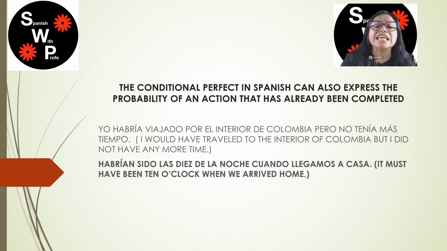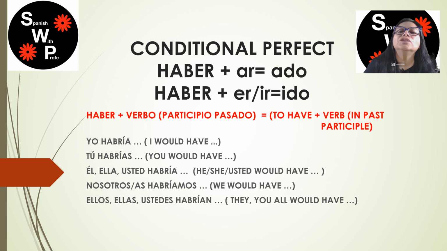Habrían sido las 10 de la noche cuando llegamos a casa. It must have been 10 o'clock when we arrived home. Conditional perfect in Spanish, remember, just like the future, is used with haber in its future form. And the given verb is a regular verb and ar is ado. If it's a regular verb and er or ir, it is ido. And remember, those irregular ones like ver, visto, escribir, escrito, morir, muerto, abrir, abierto, etc., etc.